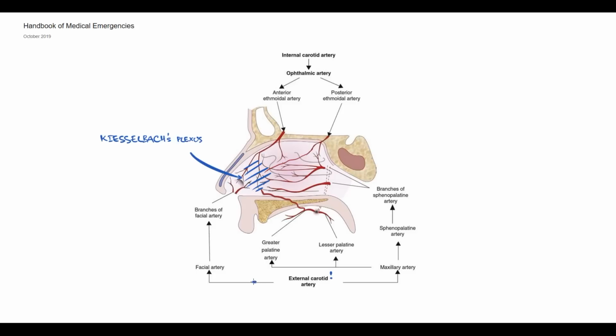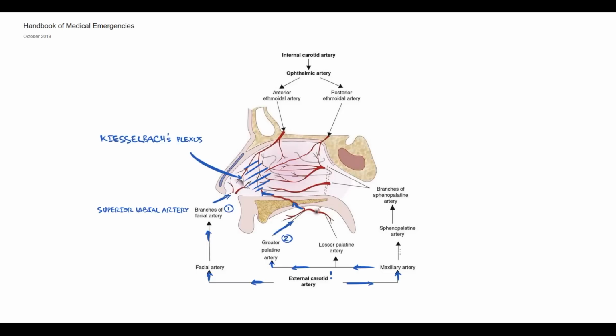From the external carotid artery goes the facial artery, and the terminal branch of the facial artery, which is the superior labial artery, is the first blood vessel involved in formation of Kiesselbach plexus. Also, from the external carotid artery goes the maxillary artery. One of the branches of the maxillary artery is the greater palatine artery, and the greater palatine artery is the second blood vessel involved in formation of Kiesselbach plexus.